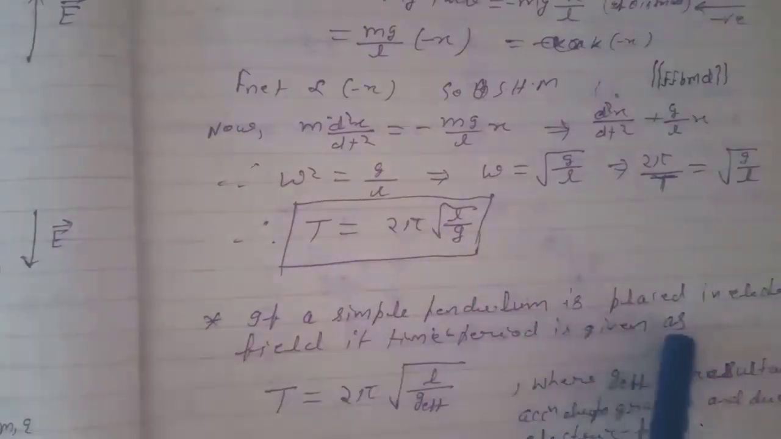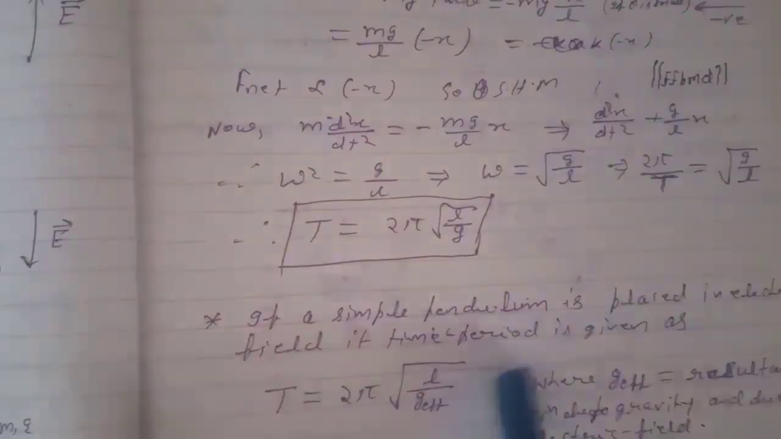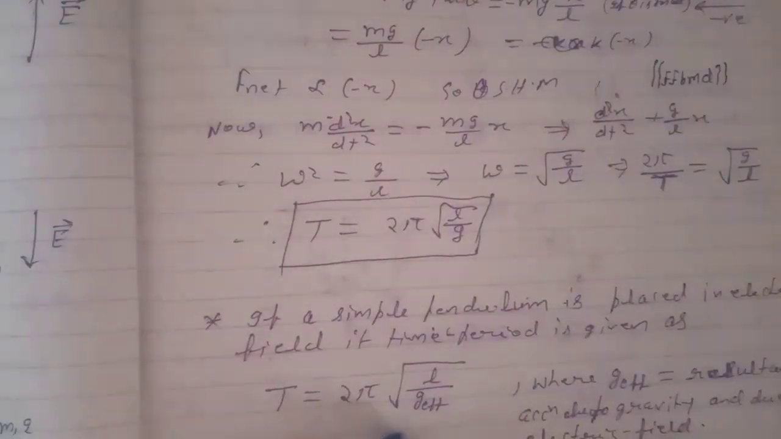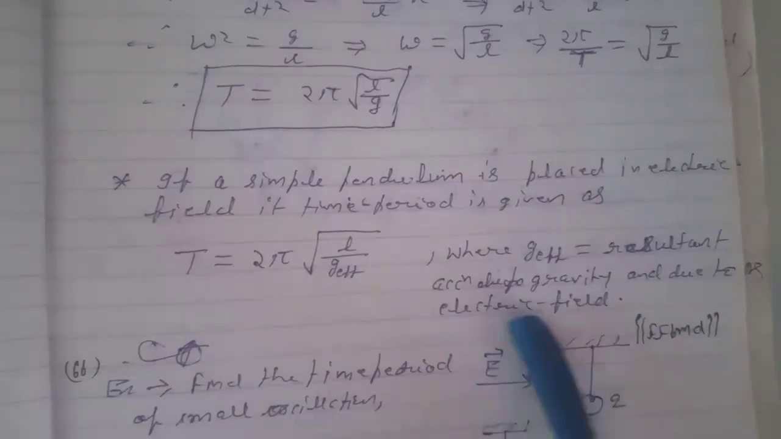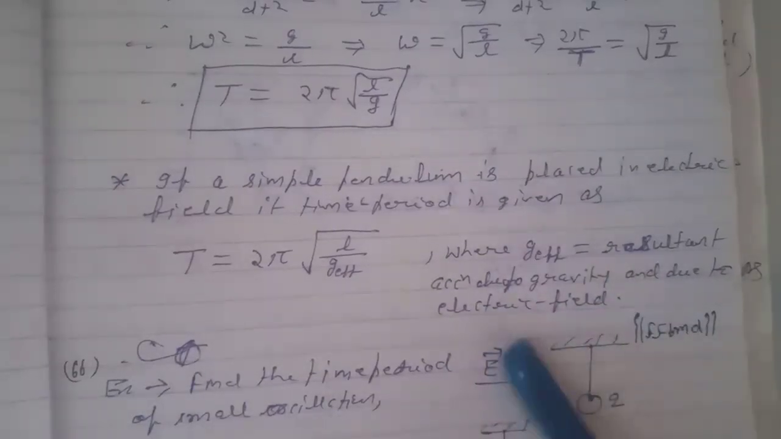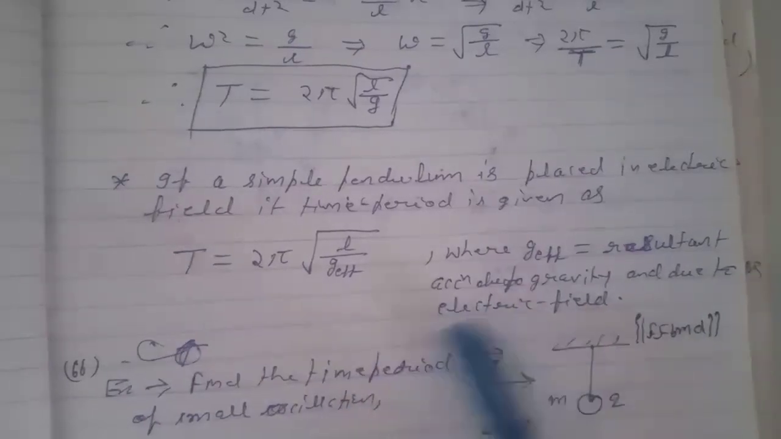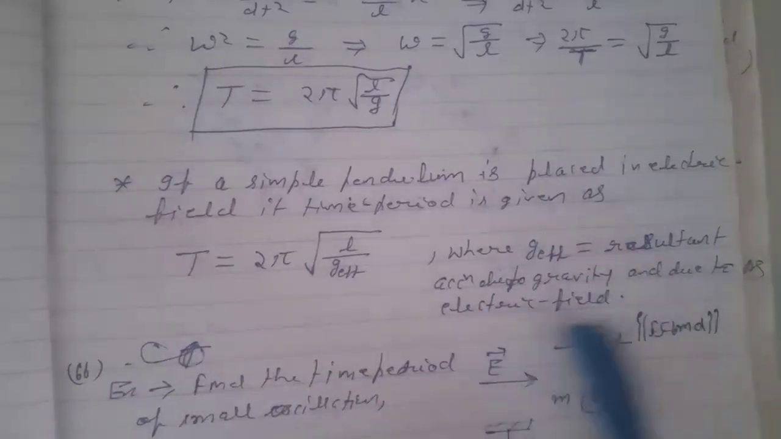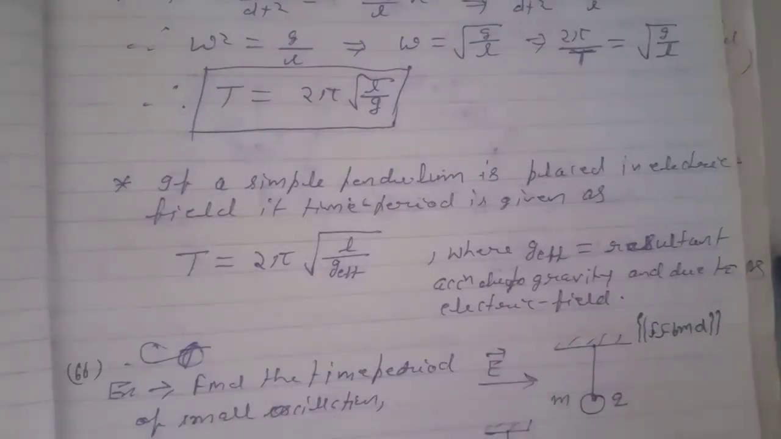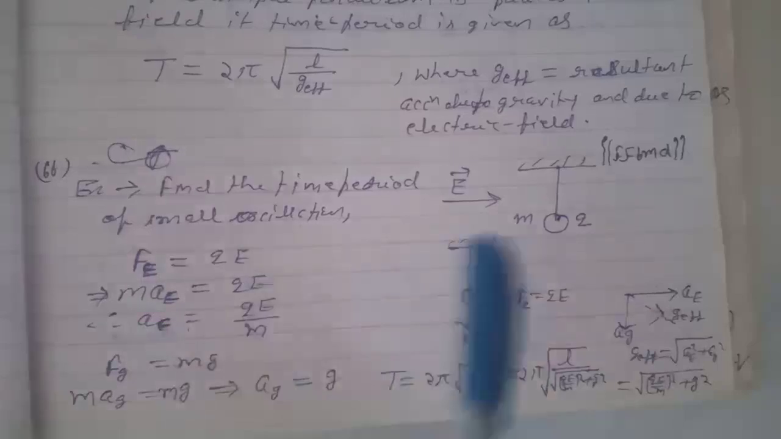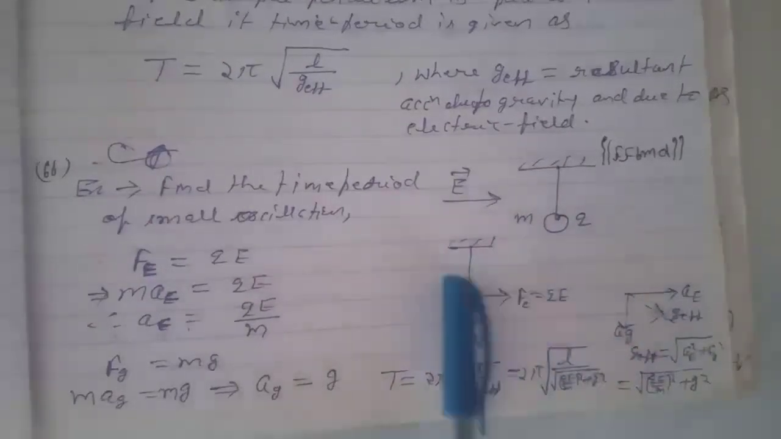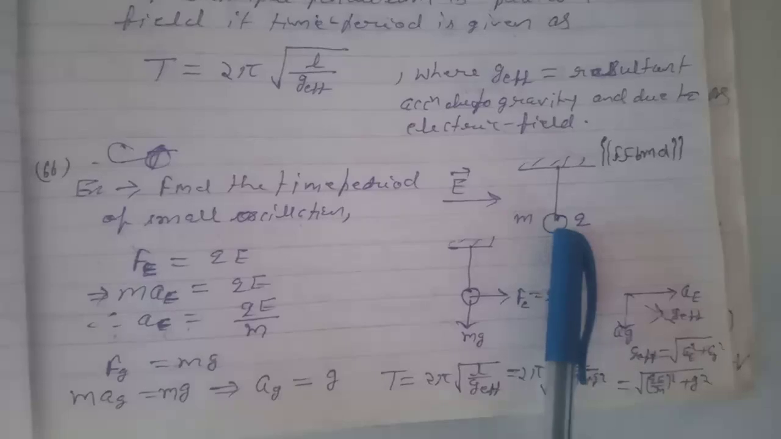Now if a simple pendulum is placed in an electric field, time period is given by T equals 2 pi under root L by g effective, where g effective is the resultant acceleration due to gravity and due to electric field. For example, here find the time period of oscillation. Here an electric field is acting in this direction, so we have to find the time period.